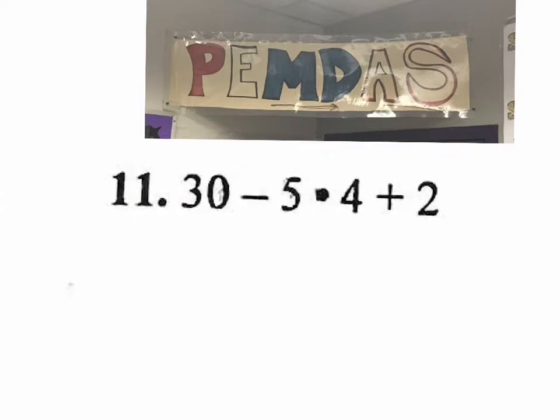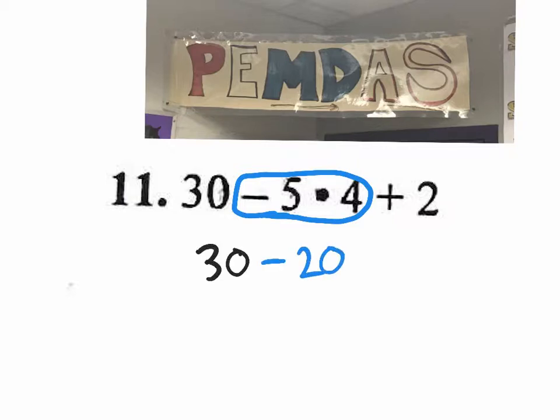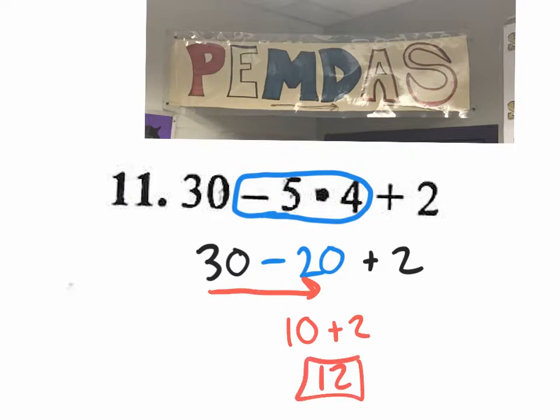Number 11, we have 3 operations: subtraction, multiplication, and addition. So if you think about subtraction, multiplication, or addition, you're going to start obviously with multiplication. So you could include that minus sign and think of it as negative 5 times 4, which is negative 20. And then you could rewrite everything, bring down the 30, bring down the plus, bring down the 2. And after that, you have subtraction and addition. And of course, you're going to go from left to right there. So 30 take away 20, that's 10, and 10 plus 2, that's 12. So your final answer is 12.